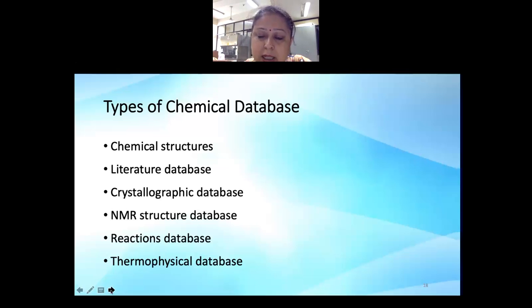Then there are reaction databases. These are databases of all the reactions that a particular compound can undergo, or that people around the globe have done around this molecule. So from this you come to know what kind of reaction your molecule will undergo or has undergone in the past, and what would be the novel reaction that you want to perform.